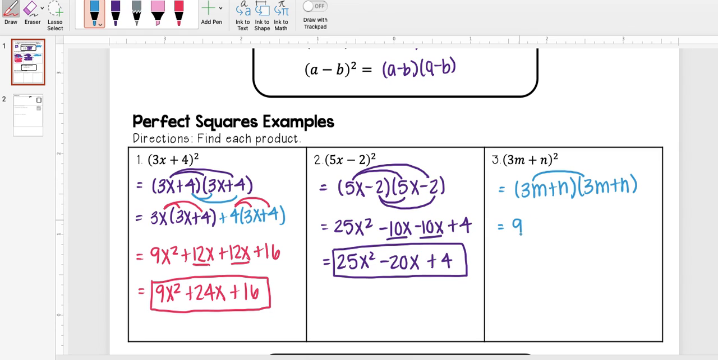3 times 3 is 9. M times m is m squared. 3m times n, I just put those variables together since they're not the same base. N times 3m, I'm going to go ahead and write that as 3mn, just so it's matching that previous one. And then n times n, I get n squared.